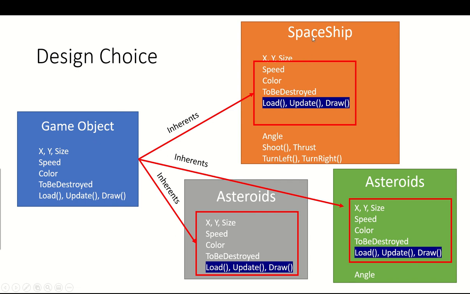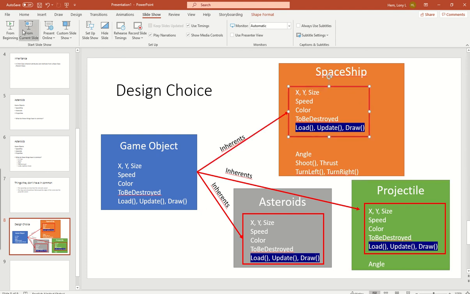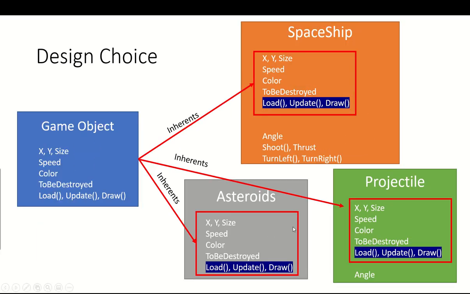Now you notice here, spaceship has all of these things that the game object has. Asteroids has all the things that the game object has. And this should be projectile, sorry. Just change that. Projectile. And just make that go a bit up. Right? But you notice that the spaceship has more things. Has more things it can do. It can shoot, it can thrust, it can turn left, turn right.